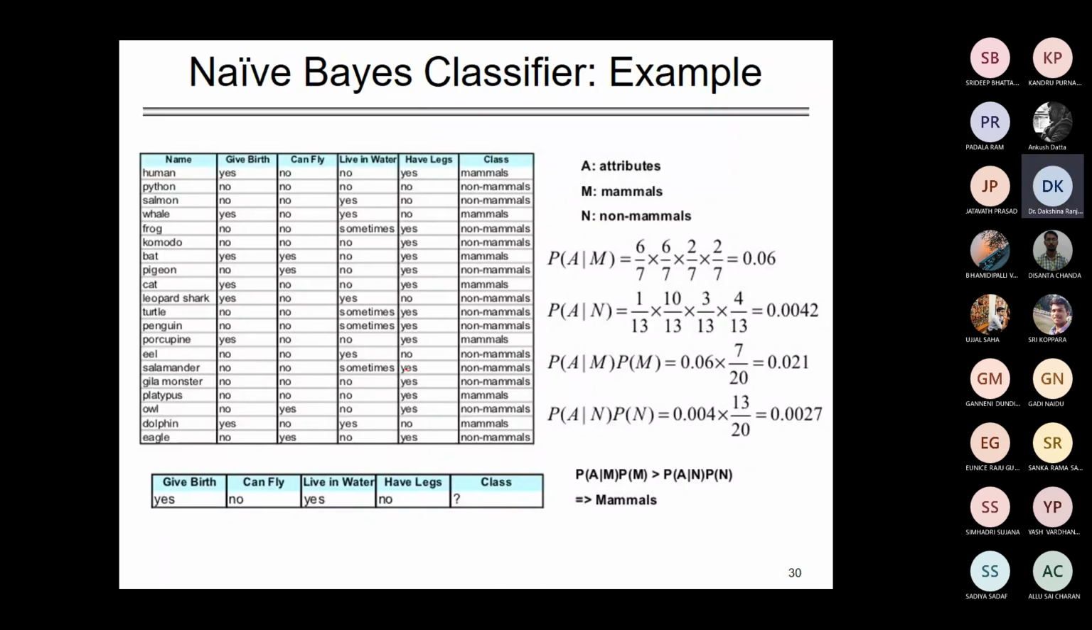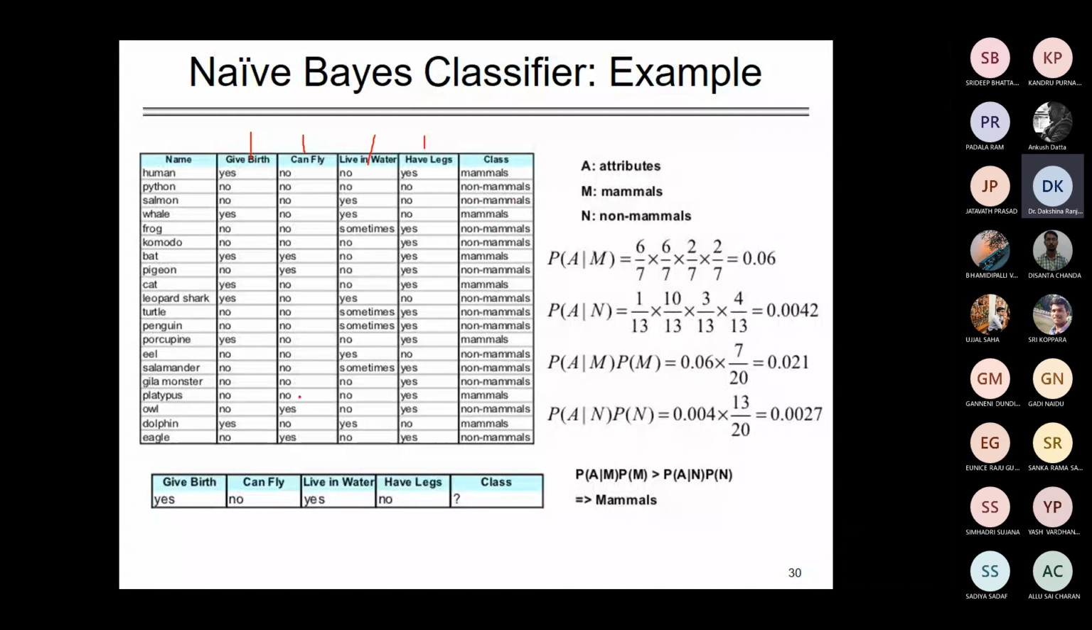Now take an example, and here we are having four attributes. Four attributes mean four dimensional data. There are four features. This is the first feature, this is second, this is third, and this is fourth, and this is the class information that we have. So here we are having two different classes, mammals class and non-mammals class.